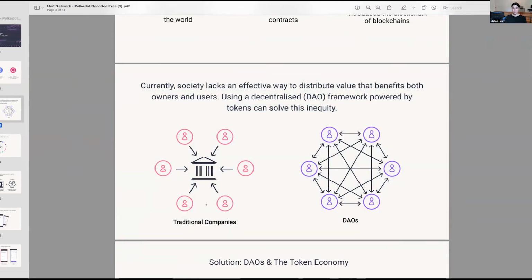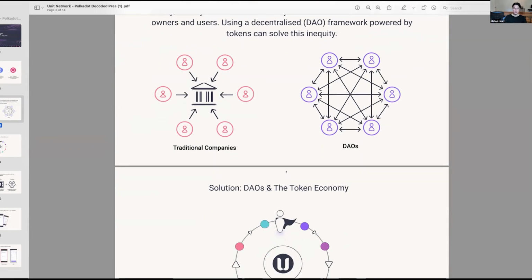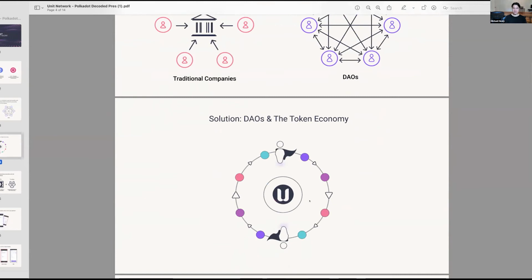DAOs are. So traditional companies, everyone is typically connected to a central entity, an LLC, a GmbH, a company. And the cool thing about DAOs is they're much more decentralized. The ownership is spread out. And we believe that when the ownership is spread out, not just amongst founders and investors, but customers and employees, that is how we're going to solve the wealth inequity. If we solve the wealth inequity, you solve other issues, right? Climate change, plastic, people's mental health, physical health, gender equity, racial equity, all kinds of stuff. So this is really the solution: DAOs and the token economy.